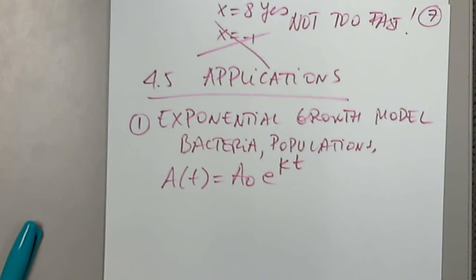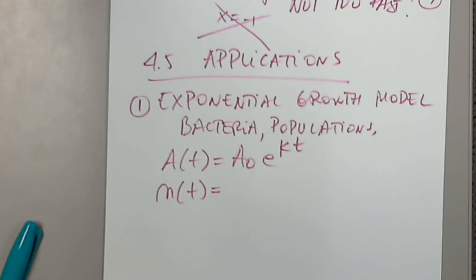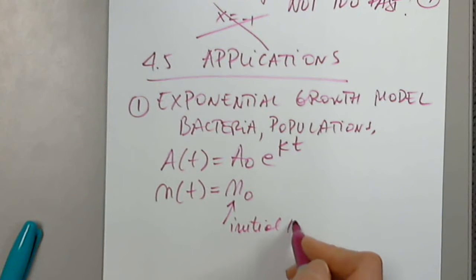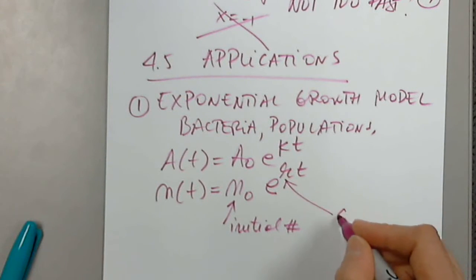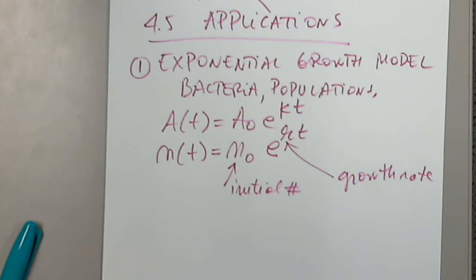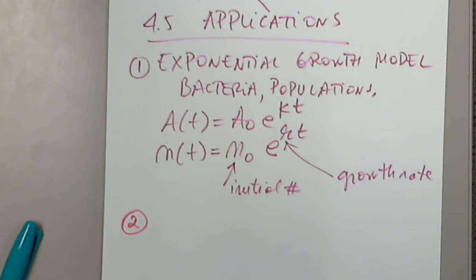I don't particularly like it, but I'll use it. The correct model is N of t equals N0 e to the rt, where N0 is the initial number, and r is the growth rate. It doesn't really matter. They're just different notations. Same thing. So we'll have an application in a minute. Number 2. So this is the exponential growth model. Bacteria populations, they all grow exponentially.